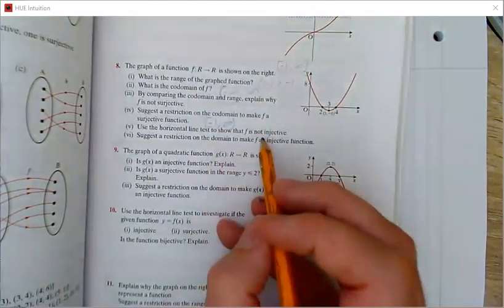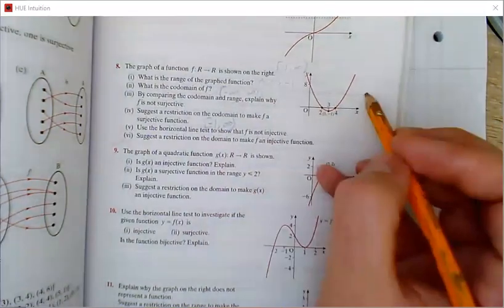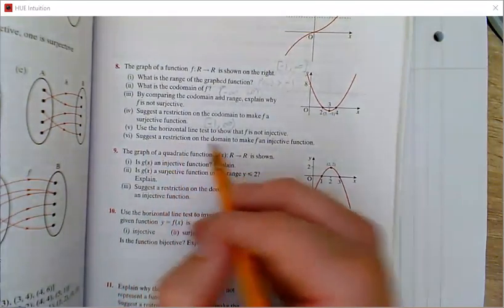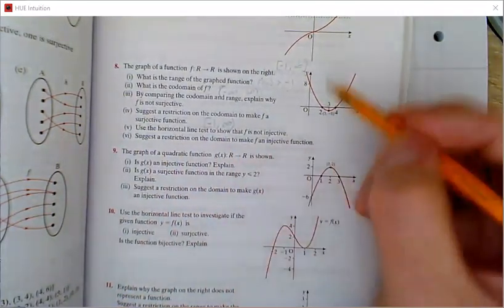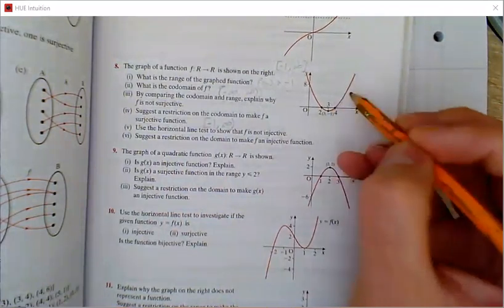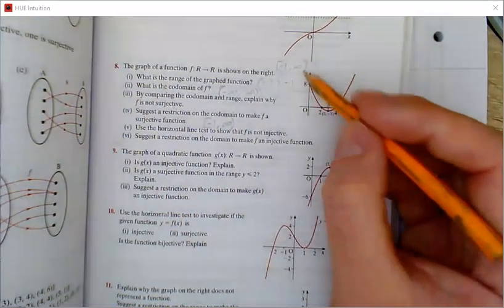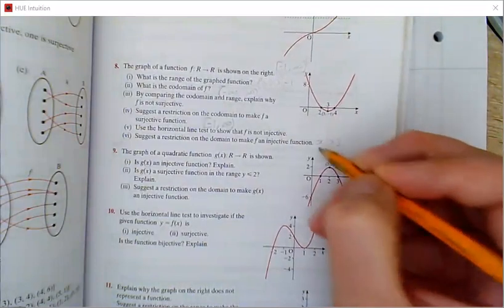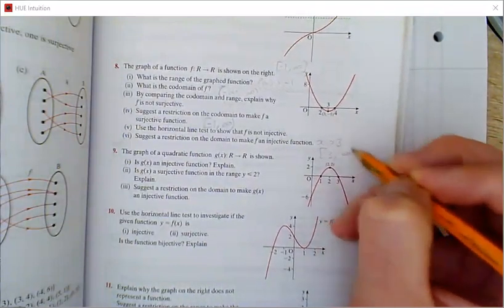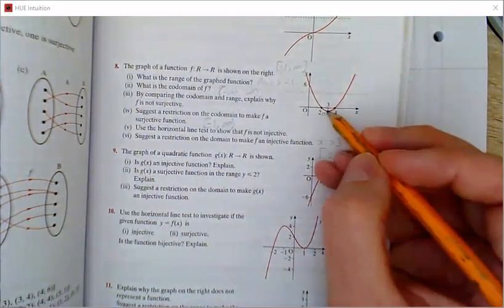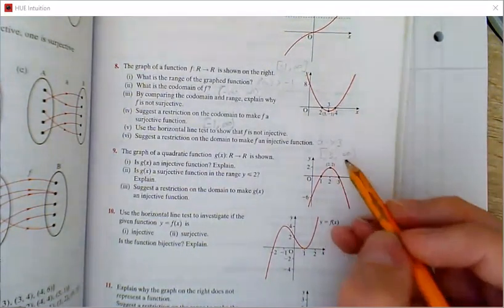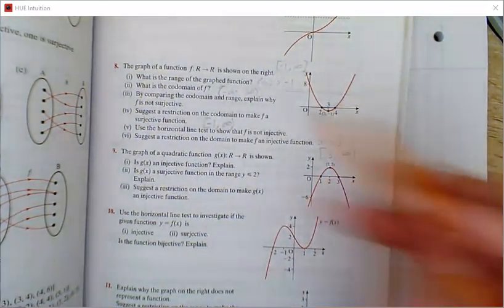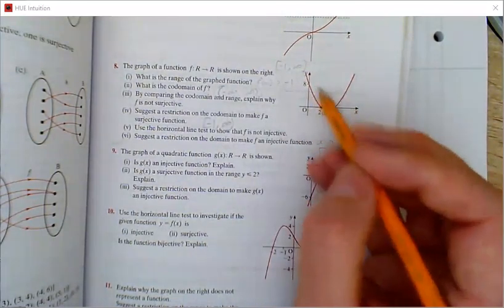Okay, use the horizontal line test to show that it is not injective. Well, if we cross the horizontal line, it strikes it twice, so it is not injective. Suggest a restriction on the domain to make it an injective function. Well, if it just went from here up, then any horizontal line would only cross once. So if we can get rid of this bit, we'd say as long as x is greater than 3, or the domain has to be between 3 and infinity, 3 being at that lowest point, then we're away with it, because then the graph only has one increasing element, and any horizontal line I cross would only cross here. This bit doesn't exist.